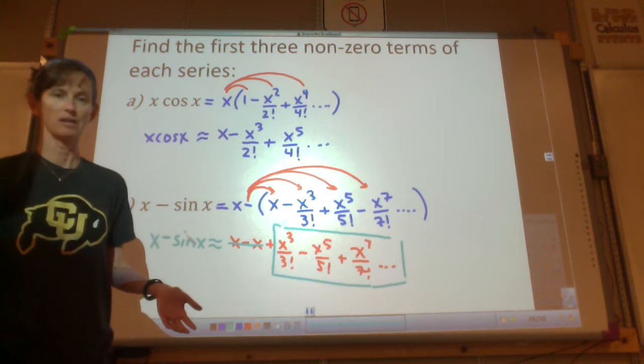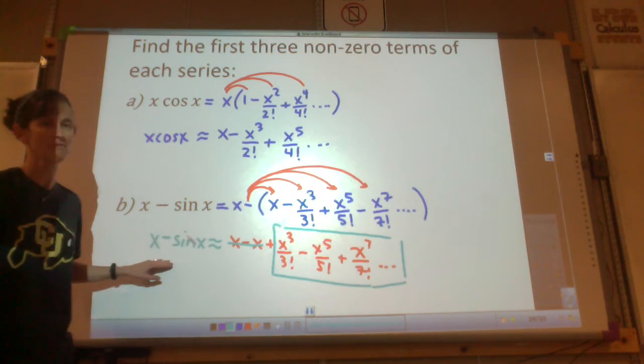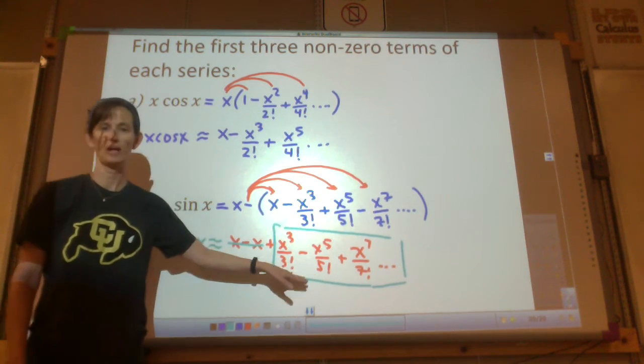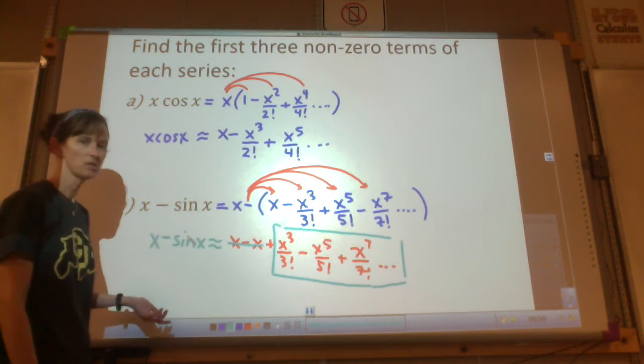How do you test and see if I did it right? Well, you check my work, but also you can graph this, and then you can graph this, and you can be like, holy Toledo, those are so close to each other.